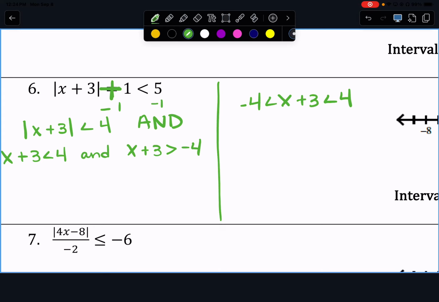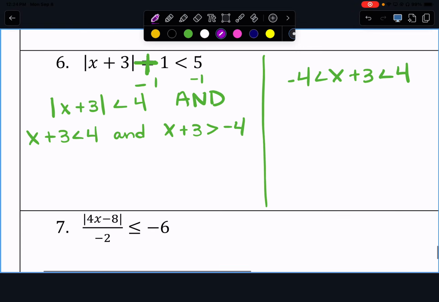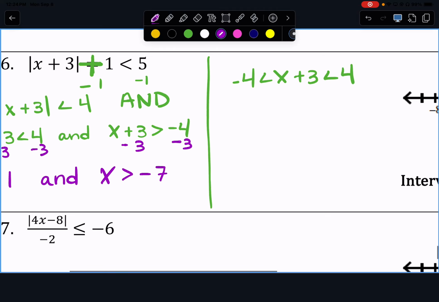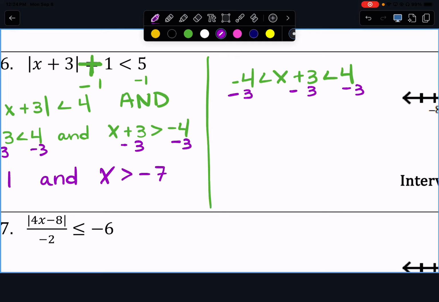Okay, what do I need to do to solve these? Minus 3, so we would subtract 3. So what is 4 minus 3? So we have x is less than 1, and what is negative 4 minus 3? And x is greater than negative 7. So if you chose to do it the other way, you would still do it, but you have to make sure that you do it on both sides, and you would get negative 7 is less than x is less than 1.